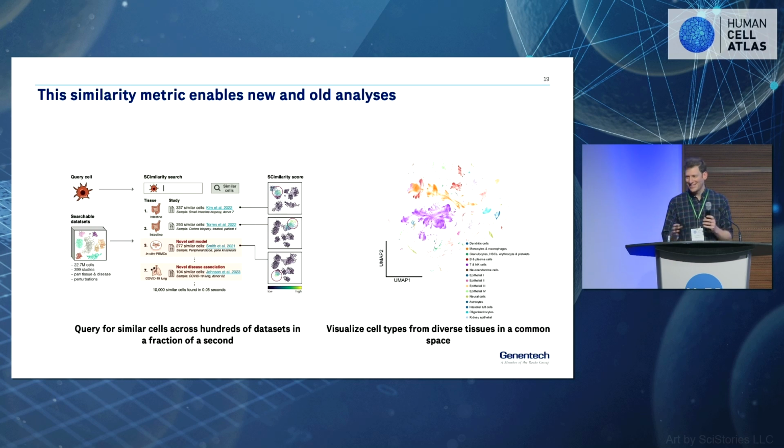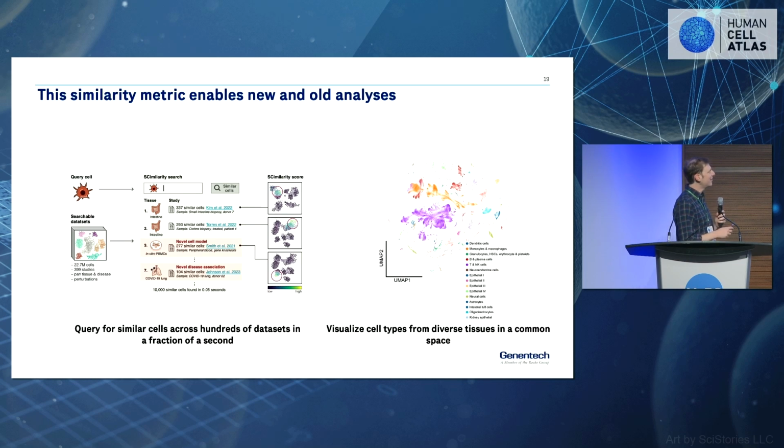I'm not going into the details in this talk, but I do think it leads to some pretty cool things that you can do. For example, we can take one query cell and compare it to a giant reference of about 23 million cells, and search to see: have I ever seen a cell that looked like this before?